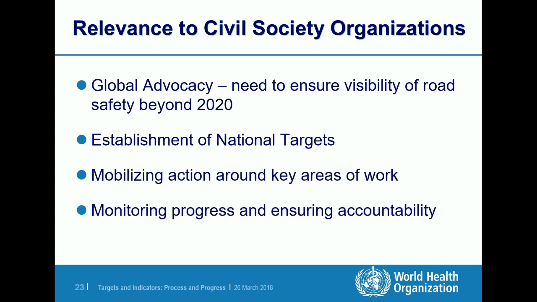So I just wanted to end with this slide and call your attention to some of the things that I believe you, as civil society organizations, can do to take this agenda forward using these global targets. As I mentioned at the onset, I think the targets are quite important for global advocacy, generally speaking. We need to ensure, as a global community, that the visibility of road safety continues beyond 2020. To the extent that we can advocate for a new SDG target or a new SDG timeline for the existing target 3.6, that will be important. And I think these targets are a critical part of that process.